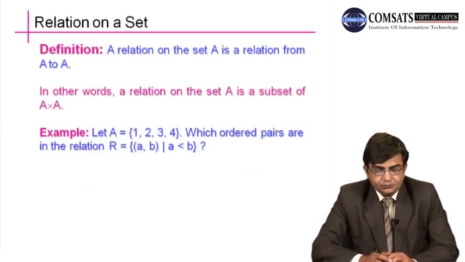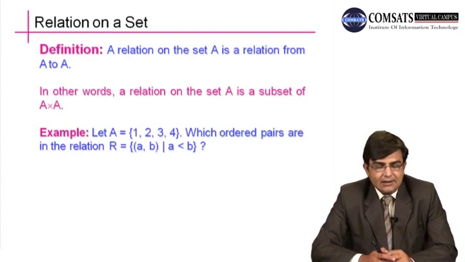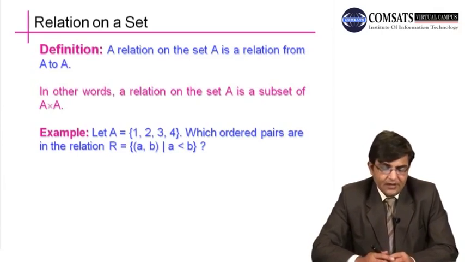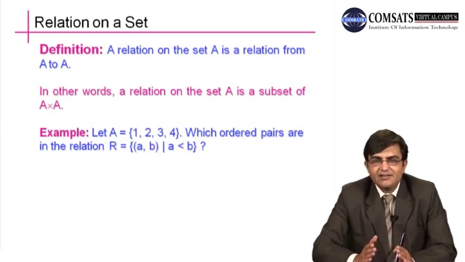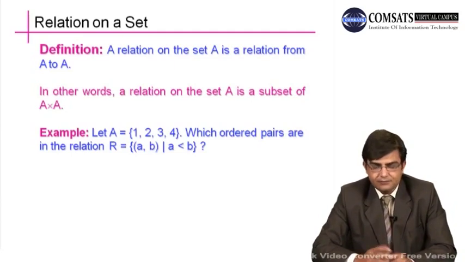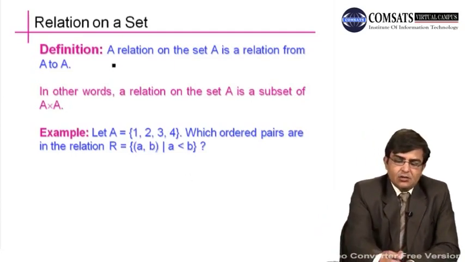So now we define a relation on one set, a single set. In the previous slides we have discussed a relation between two sets. Now what if we have one set? It means we define a relation between the elements of the set A. Now by definition, a relation on the set A is a relation from A to A.